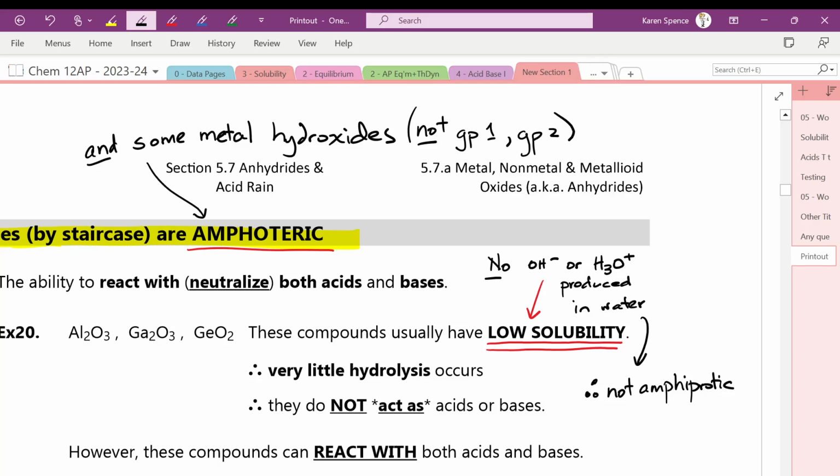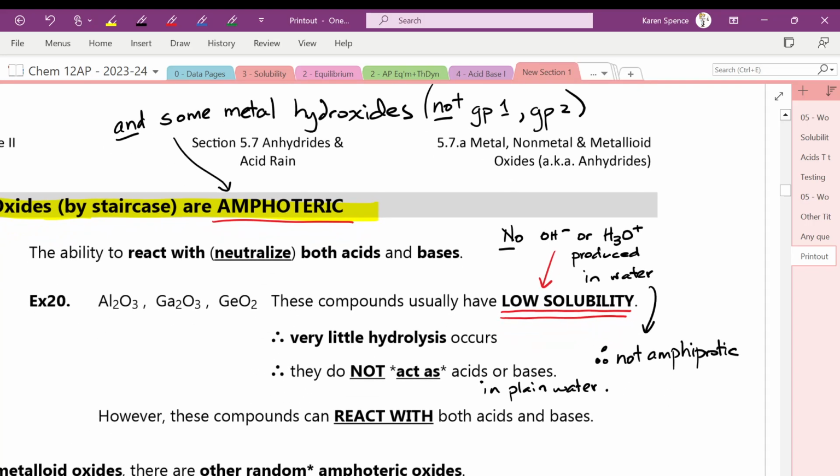So very little to no hydrolysis occurs. Therefore, they do not just act as acids or bases in plain water. But the reason they are amphoteric is because if you put them with an acid, they will react with the acid. If you put them with a base, they will act as a base.